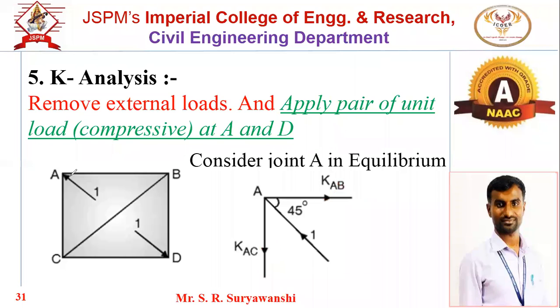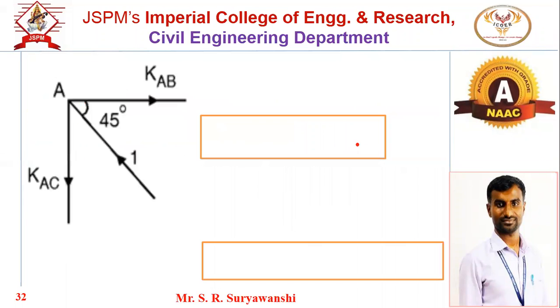So for simplicity, for each and every member, we will consider the initial assumption: all member forces are tensile, and this is the assumption. This is the free body diagram, and the 1 kilonewton load is acting compressive as you have considered the compressive. जर तुम्ही टेन्साईल घेतला असेल तर हा कसा येणार, away from the joint येणार. ओके, this is the FBD. This is the free body diagram for joint A.